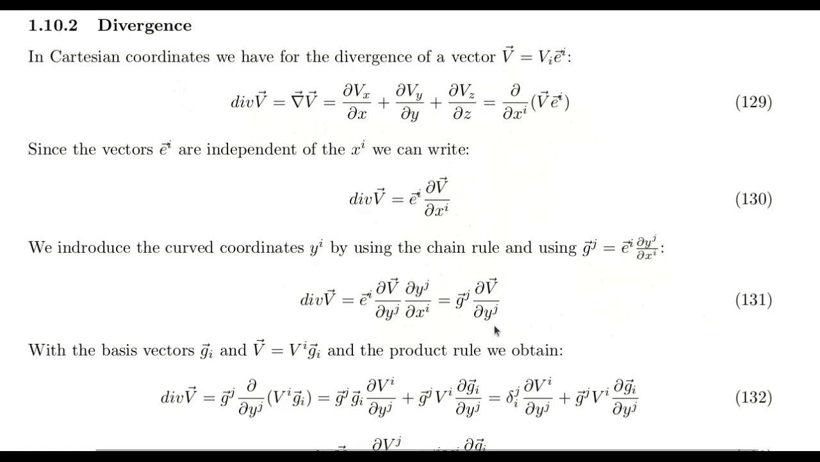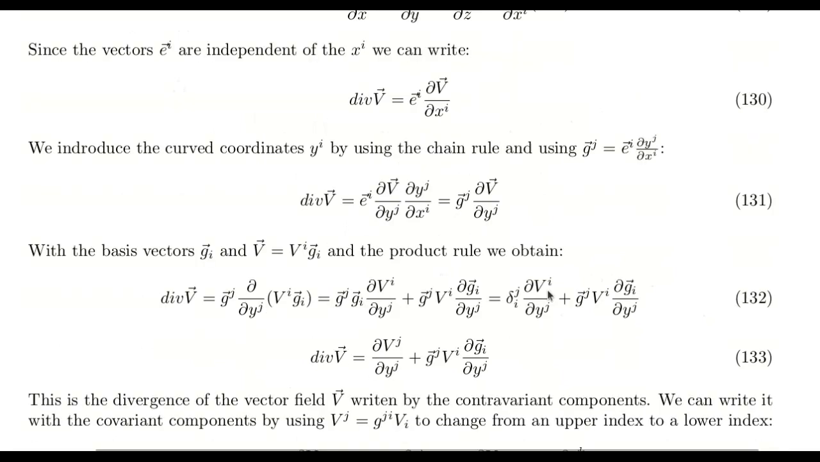131. That is g vector, j contravariant, and v vector differentiated with respect to the y coordinates. With the basis vectors gi, and we can write for v vector in the curved space now, this scalar product. V i contravariant and gi covariant. So we substitute v here in 131, and then we have here this product in the parentheses.